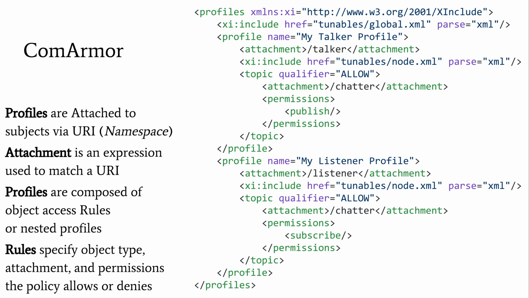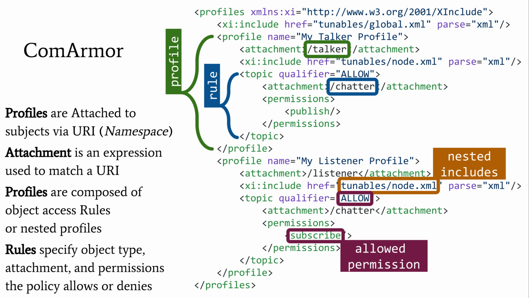To facilitate fine-grained access control, our contributions here are twofold. Firstly, we introduce ComArmor, a mandatory access control language akin to AppArmor that instead defines profiles for armoring computational graphs. Based on an extensible markup language, ComArmor can be used to compose hierarchical rules to bind allowed permissions between subjects and objects via regular expression attachments and recursive includes.